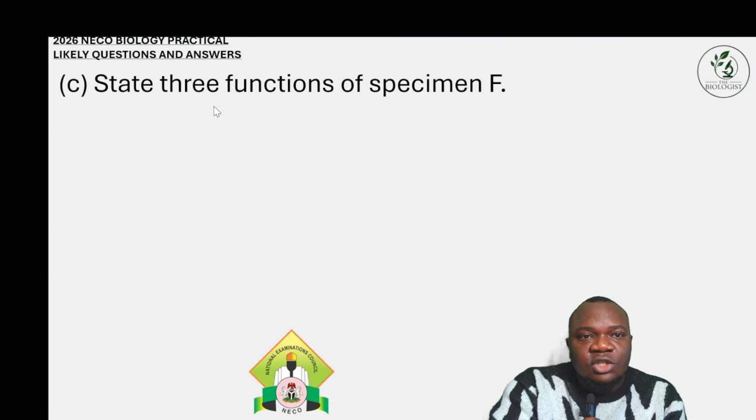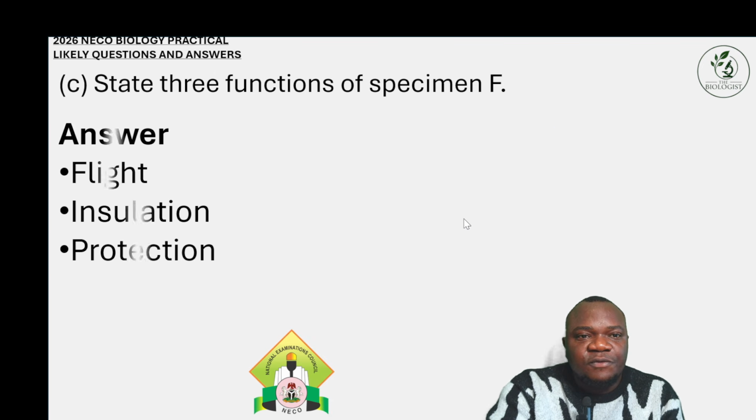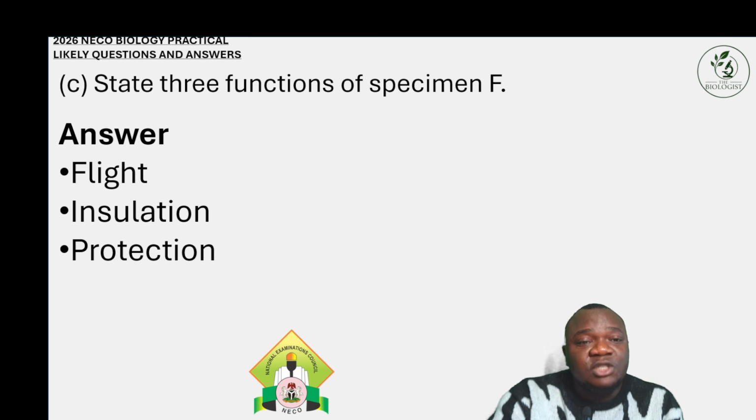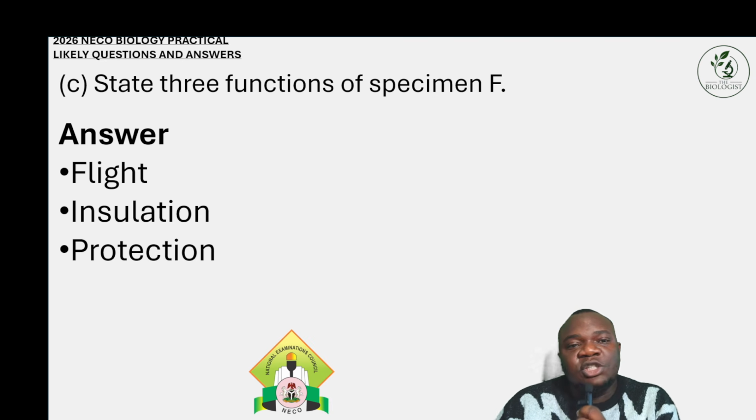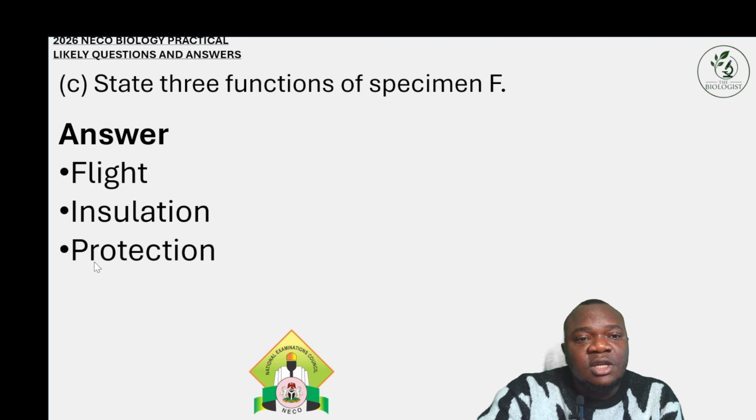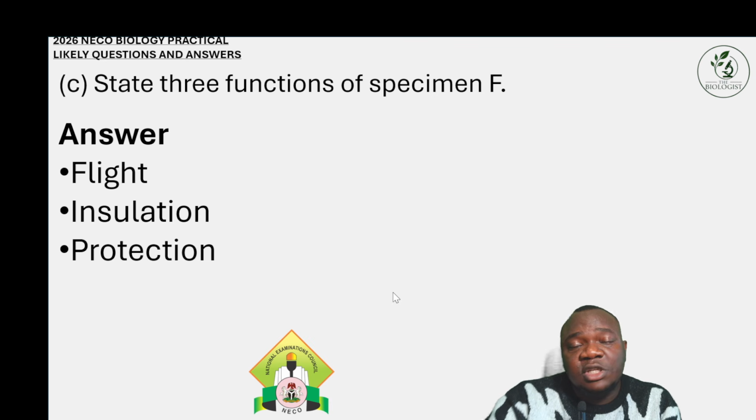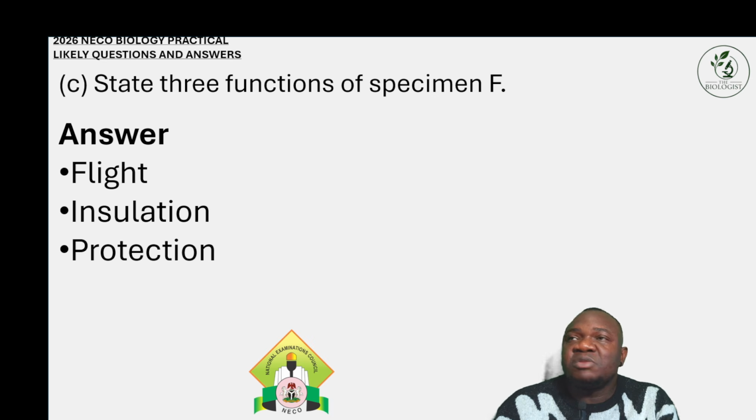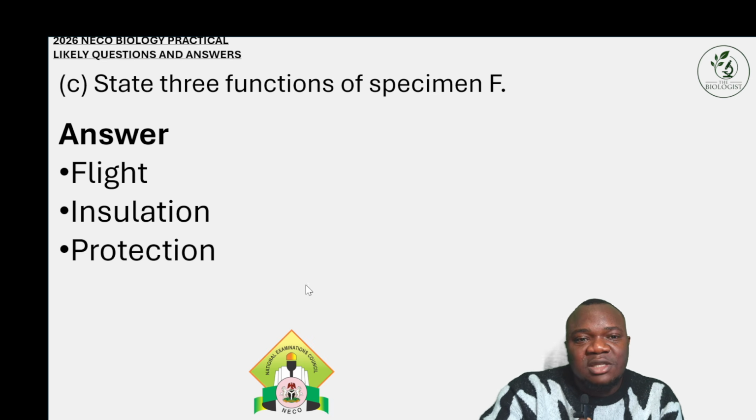Okay, so state three functions of specimen F. For the quill feather, it's very good for flight. So birds use it for flight. Insulation: they help to manage the temperature. All right. Then protection: it's very important to protect them from harmful substances, and it enables them to flap the wings to remove maybe some insects they don't need on the body, and some other things that can actually cause infection on them.